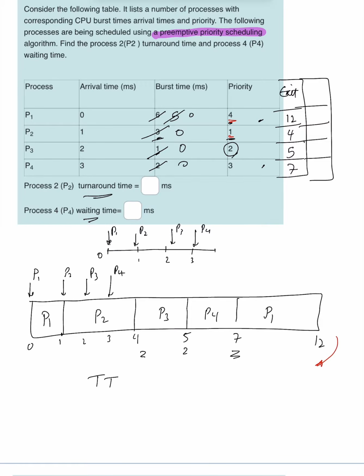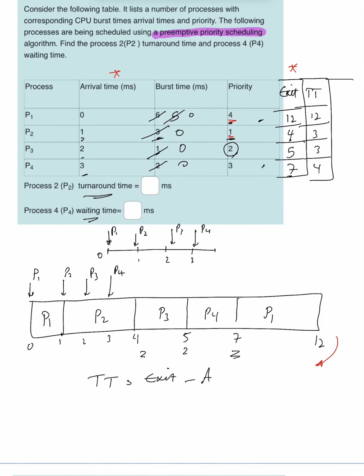Turnaround time by definition is exit time minus arrival time. Easy. The first one, 12 minus 0 is 12. Next one, 4 minus 1 is 3. 5 minus 2 is 3. 7 minus 3 is 4.